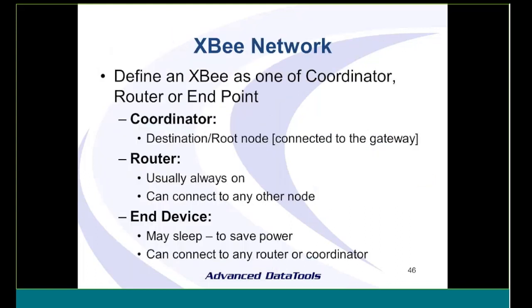Okay, so these XBees can be set up in one of 3 ways. They can be set up as a coordinator, a router, or an end device. You're only going to have one coordinator on your network, and that'll be connected to your gateway. So that's the destination of all of these other XBees. You have routers. These are always on, and they can connect to any other node in the network. And then there's an end device. End devices are great because you can set those to sleep, so they can run on batteries and last longer, and they connect to the router or the coordinator.